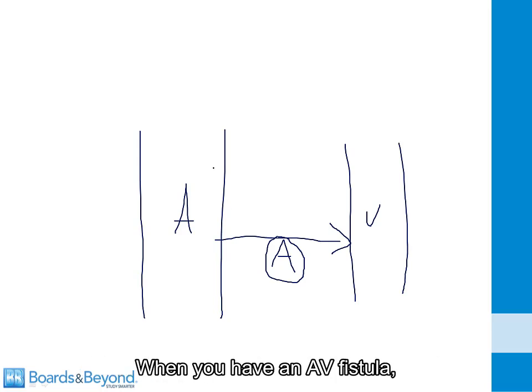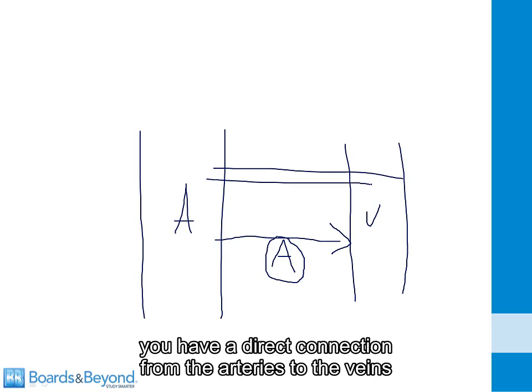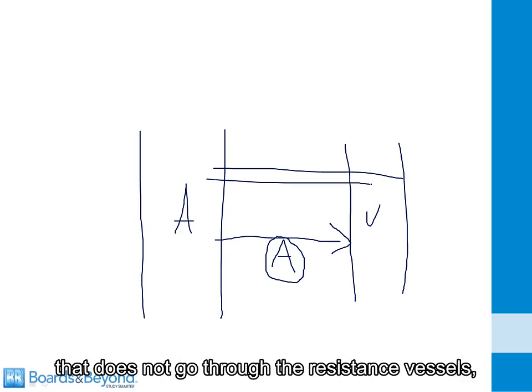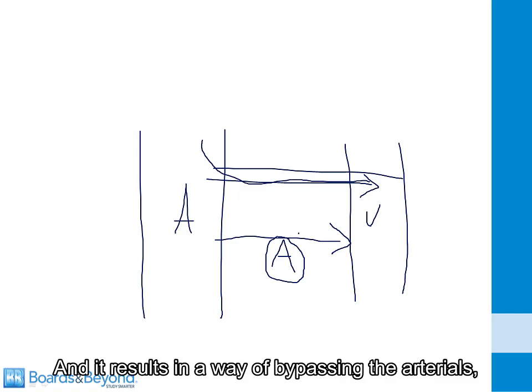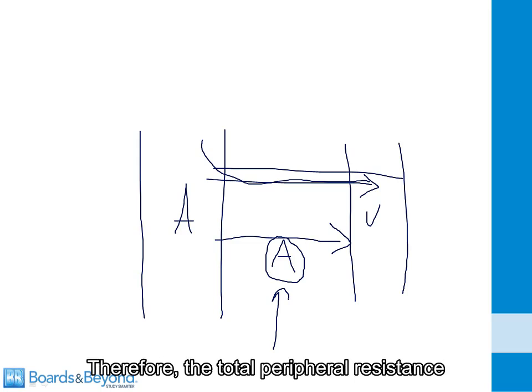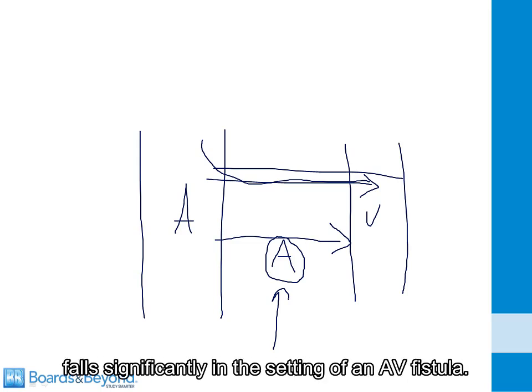When you have an AV fistula, you have a direct connection from the arteries to the veins that does not go through the resistance vessels. This results in a flood of blood moving into the venous system, and it results in a way of bypassing the arterioles, which are the resistance vessels. Therefore, the total peripheral resistance falls significantly in the setting of an AV fistula.